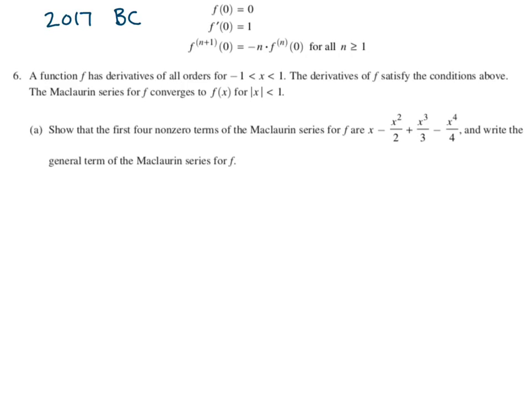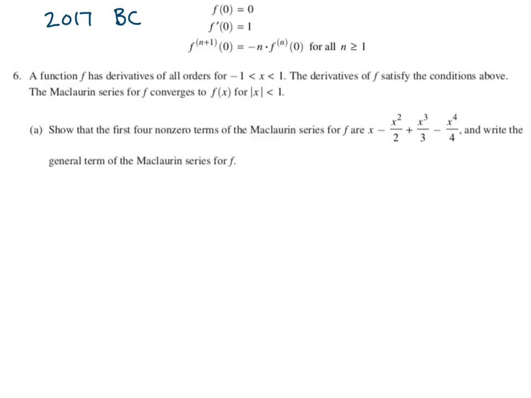In this video, we'll be looking at the 2017 BC question number 6, the Taylor-Maclaurin question. So they give me f of 0 is 0, f prime of 0 is 1, and then they give me a strange recursive function that will help me find the derivative. They're saying that f of n plus 1 at 0, so the n plus 1 is counting which derivative it is, equals negative n multiplied by the nth derivative at 0.